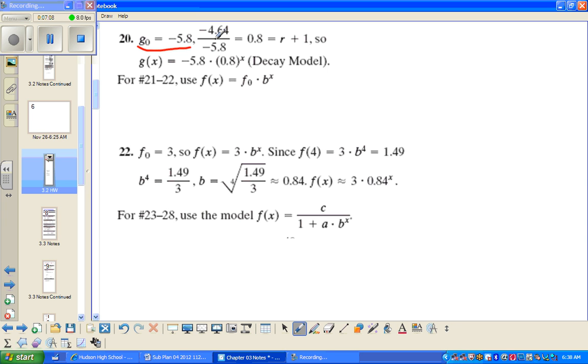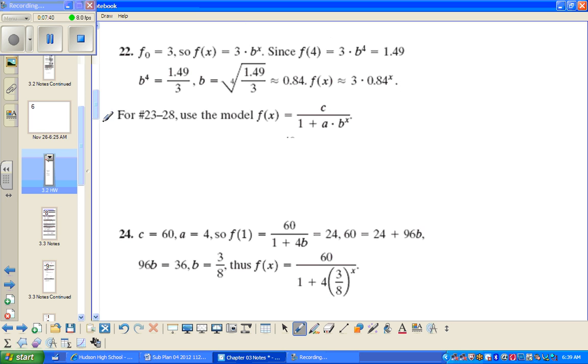You can tell for number 20 here, I'll just mention a couple things. Number 20, the initial value is negative 5.8. This comes from plugging in when x is 1, g of x or y is negative 4.64, and then you can solve for it. As we mentioned, it's real easy to do that when x is 1. Anything raised to the 1 is whatever the base is, so then you have simple arithmetic to solve your problem from there. And then for number 22, same type of thing, only you're not given when x is 1, you're given when it's 4. So you'll have a fourth root involved, just like on 3.1.